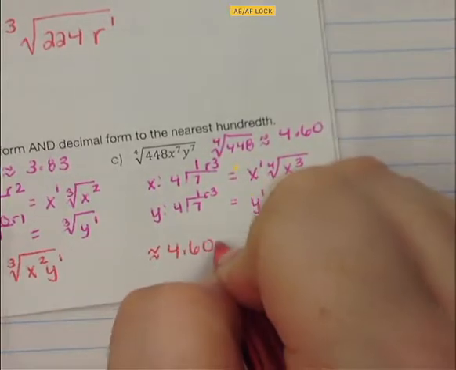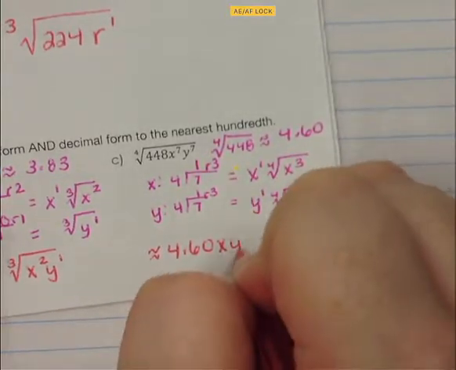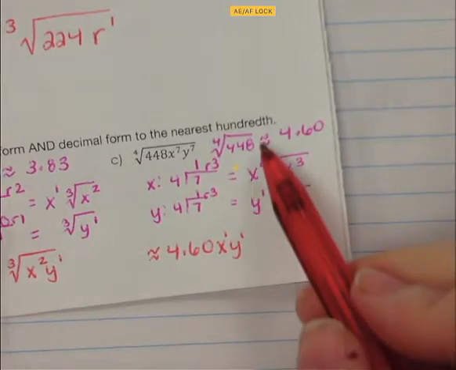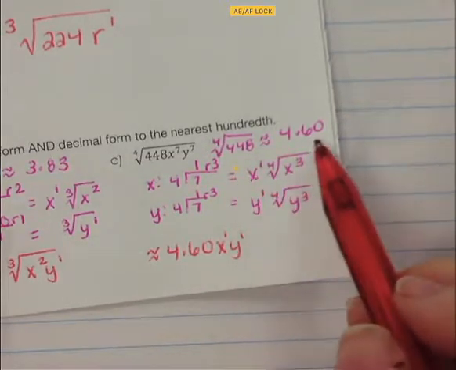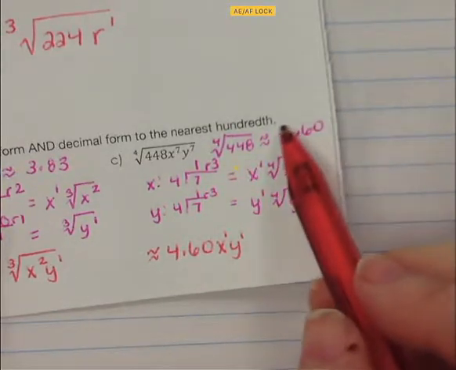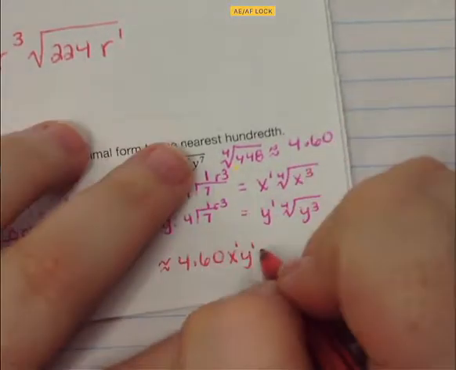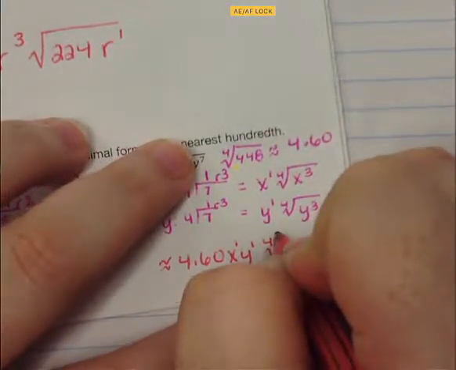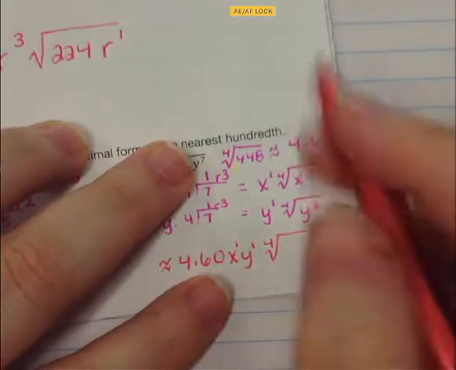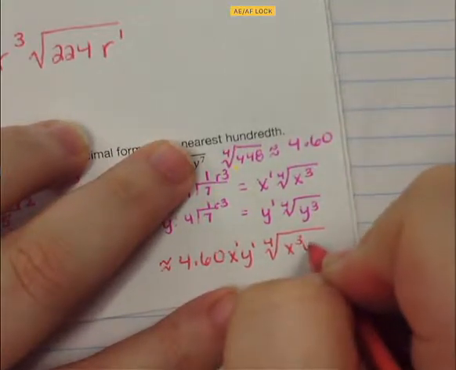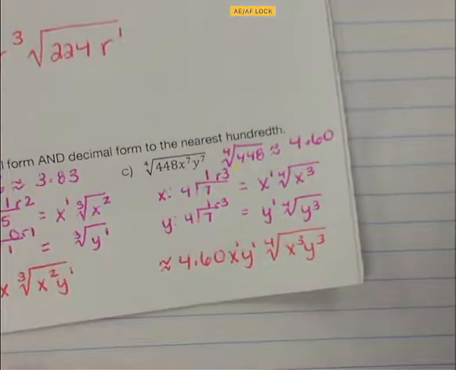We have an x to the first as a coefficient. We have y to the first as a coefficient. And that's all of our coefficients. Then we look to see, do we have any radicands? We don't have it on the number, but we do have it on the letter. So we still put our fourth root. Then we have our radicands of x cubed and y cubed. And that would be your final answer.